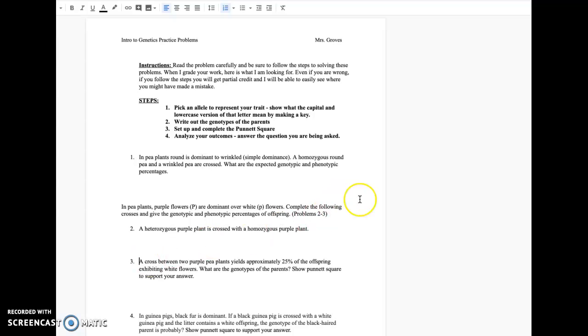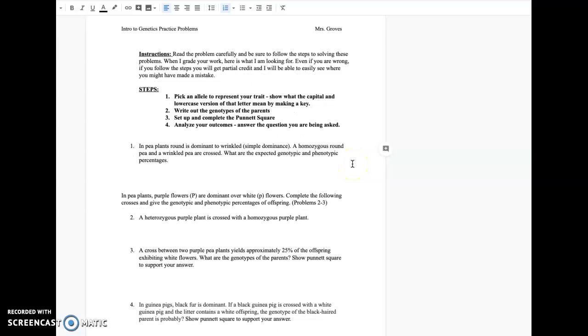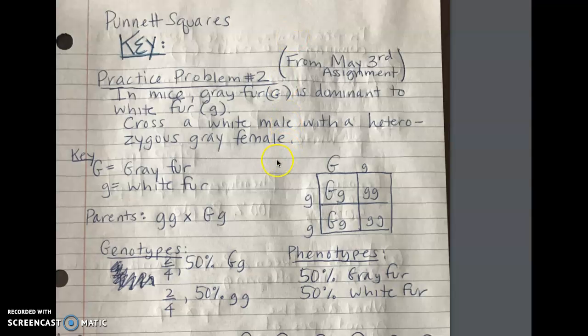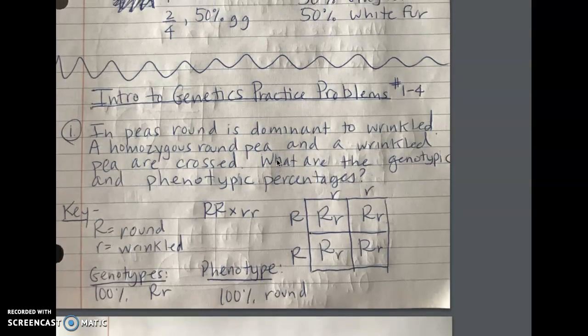So these are more simple dominance problems. I have the steps listed here, but I'm not going to review them again. You can go back to either lesson to look at that. Now we're just going to get right to the key, okay? So the first one's about pea plants. It says round is dominant to wrinkled in the pea seeds themselves, okay? And we're going to cross a homozygous round pea and a wrinkled pea and then look at the outcomes. Okay, so I'm going to go to my answer key. Let's scroll down. Here is number 1, okay?